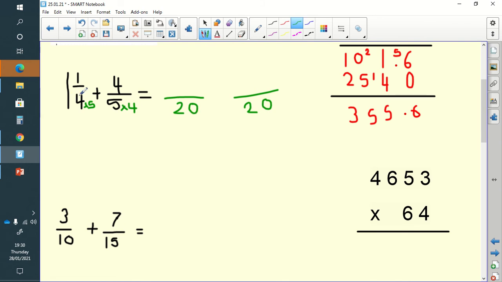Now whatever I do to the bottom number, I have to do exactly the same to the top, the numerator. 1 times 5 is 5. And the same for this fraction. Whatever I do to the bottom number, I do the same to the top. And we times it by 4. 4 times 4 is 16. So now I have two fractions where the denominators, or the bottom numbers, are the same. I can't forget this whole number over here.